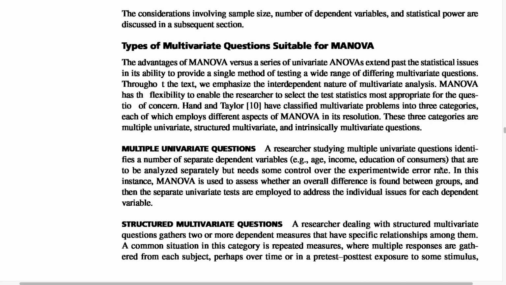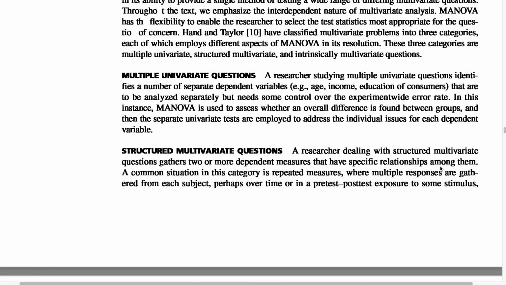Multiple univariate questions. A researcher studying multiple univariate questions identifies a number of separate dependent variables, that is age, income, education of customers, that are to be analyzed separately but need some control over the experiment-wide error rate. In this instance, MANOVA is used to assess whether an overall difference is found between the groups, and then separate univariate tests are employed to address the individual issues for each dependent variable.